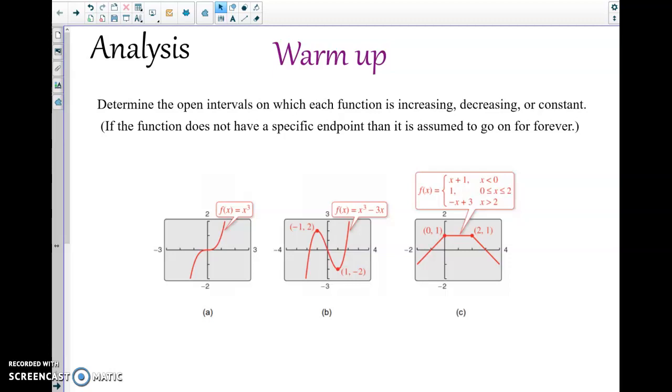So take a minute and hit pause and find what interval graph A, graph B, and graph C, each of them, when they are increasing, decreasing, and constant. If you need to, look back in your notes to check and see what it means to be increasing, decreasing, and constant. Make a note, there are no endpoints at any of these three, so your graph does not stop there. So for example, this graph does not stop at 1, 2. It goes on forever going up in this direction. So be careful of that when you are making your intervals.